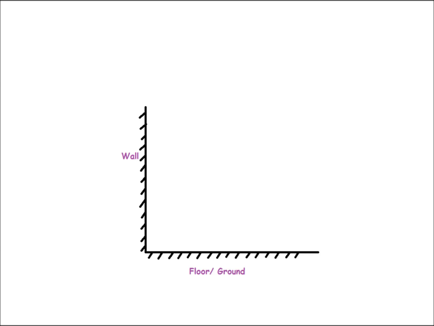Vertical line on screen is representing wall and horizontal line is representing ground or floor. There is a ladder which is leaning against wall and it is falling down. Let us say wall, floor or ground is link number 1 and it is fixed, means it will not move, while ladder is link number 2.